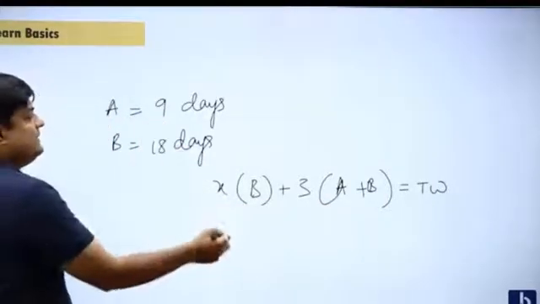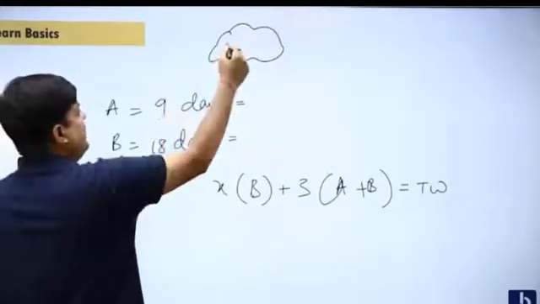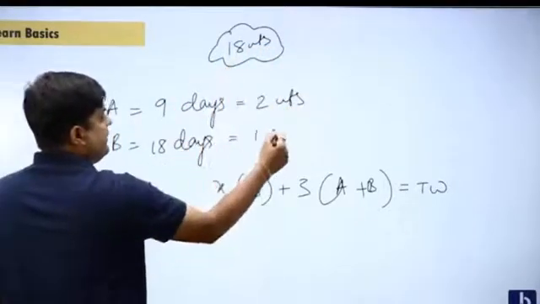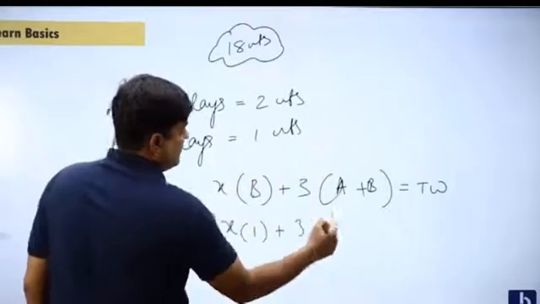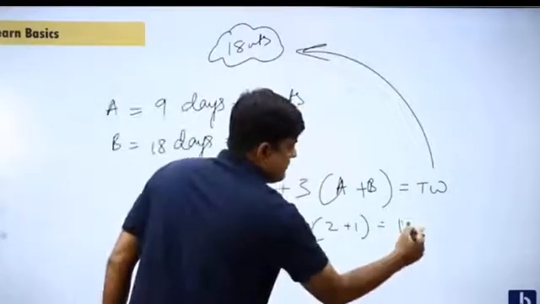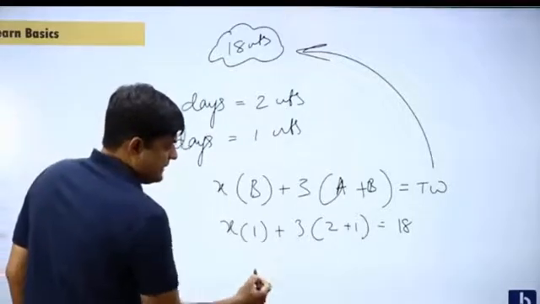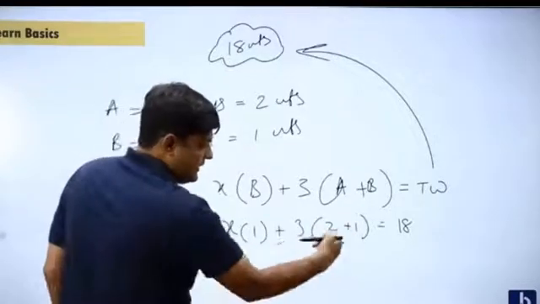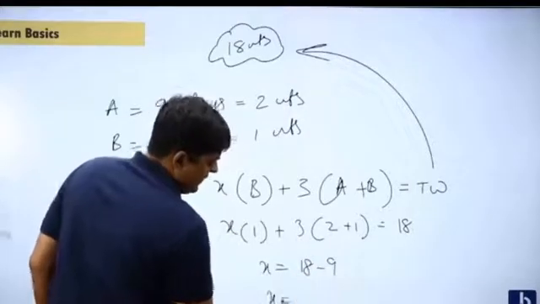Now, never add these things. Total work is what? Very simple. LCM of 18 and 9 is 18 only. 18 divided by 9, A is 2 units. 18 by 18, B is 1 unit. X days of B, 1 unit. 3 times of A plus B, 2 plus 1, plus X is equal to total work. You all know that. Total work is how much? 18. Hope you all are understanding this, students. This is X. 3 times 3, not add, okay, multiply. 3 3s are 9. X is equal to 18 minus 9. Means X is equal to 9 days.